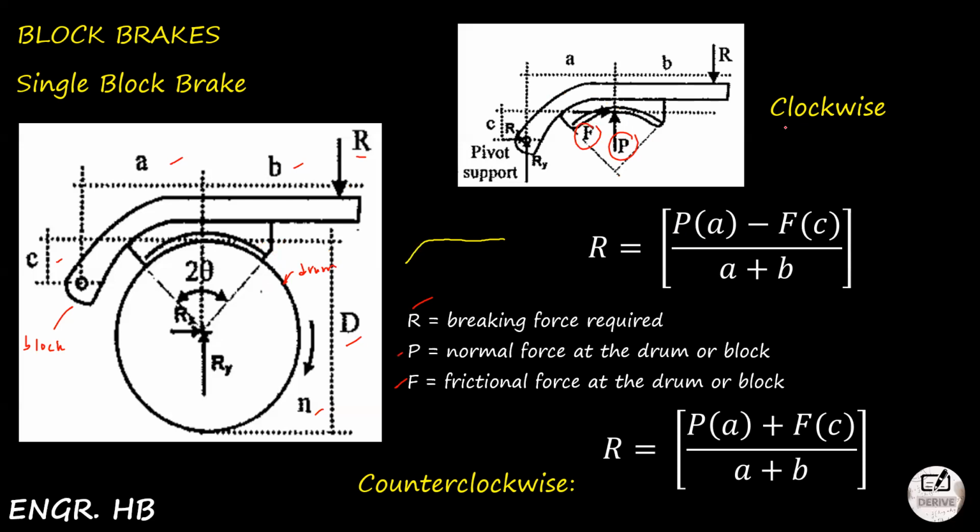And for the clockwise approach, baguhin ko na yung dilaw, para mas makita natin maigi. So our clockwise approach, magkakaroon ng formula na R is equal to PA or normal force times A minus friction times C, and all over A plus B. So dito naman sa counterclockwise, yung minus mo dito naging plus lang. If you want to memorize this, ito lang tandaan mo, for clockwise minus to. Pag sa counterclockwise naman, gagawin mo lang plus.